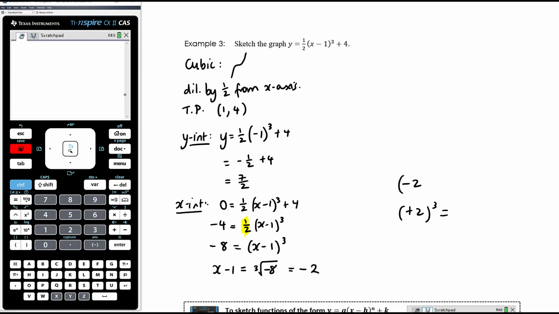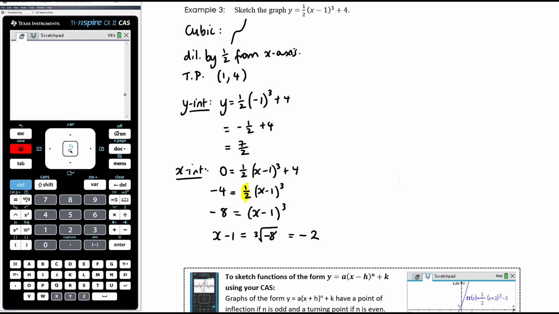So when it's an odd root, cube root, fifth root, seventh root, etc., it won't give you a plus minus. It's only when it's an even root. Okay, so x minus 1 equals negative 2, so x equals 1 minus 2, which is going to be negative 1. Okay, so we've got our y-intercept and our x-intercept and our turning point.